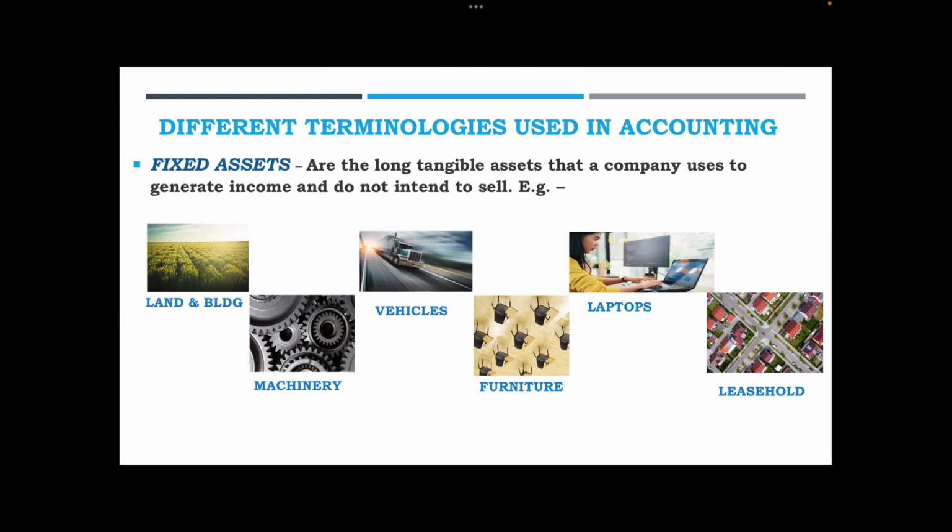We see first the fixed assets. The fixed assets are those which are long-term tangible assets that a company uses to generate income and do not intend to sell. Now land and building है, plant and machinery. If it's a supply chain business, then these vehicles, then furniture and fixture, then laptops and servers, and then leasehold premises. All these will be considered as fixed assets.